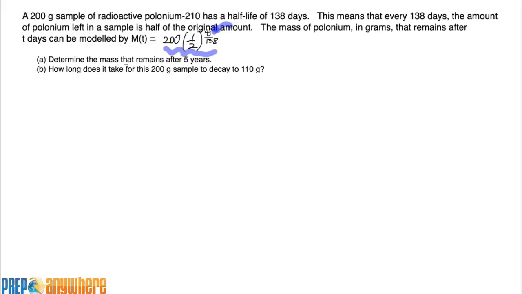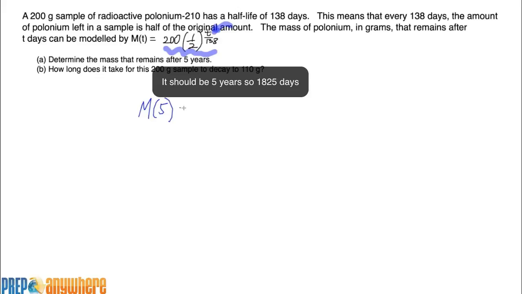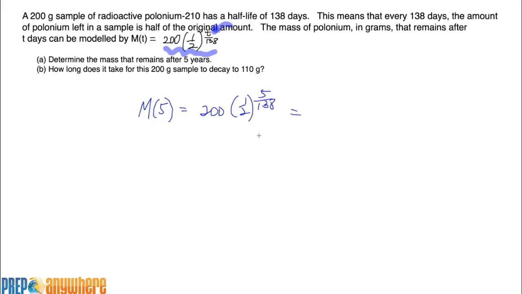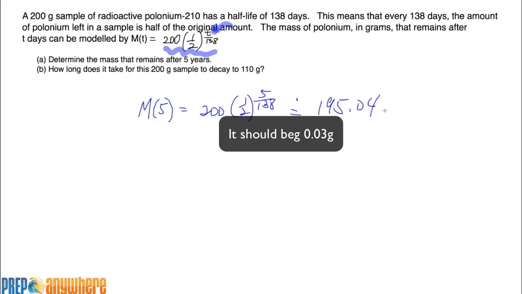So it says to determine the mass that remains after 5 years. That means just simply find the mass when t is 5. So that's 200 times one half to the power of 5 over 138. Just have to punch that in the calculator. Approximately 194.04 grams.